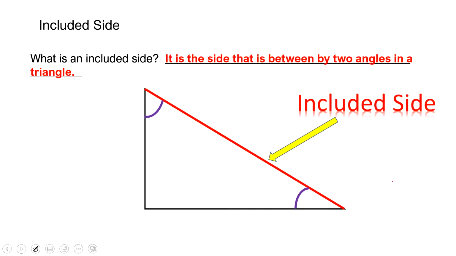The side between those two angles is the included side. Again, if we know what an included side is, we can use that in our angle side angle postulate. When we talk about included side, it's the side between two angles, angle side angle. The included side has to be congruent. So when we look at our diagrams here, we talk about what this means.